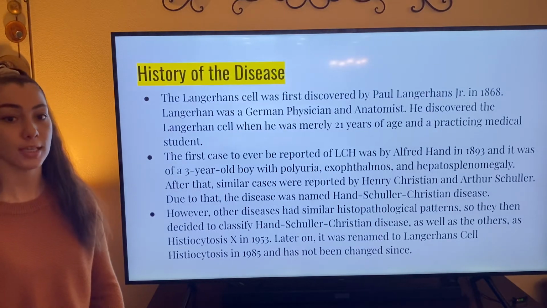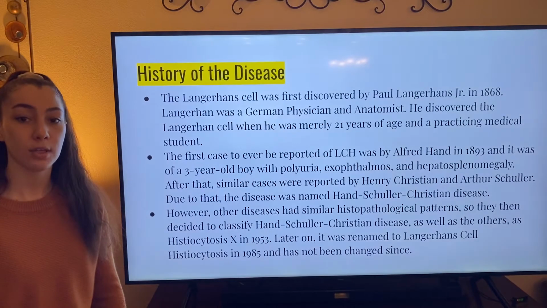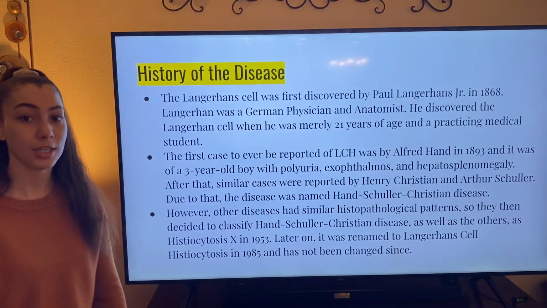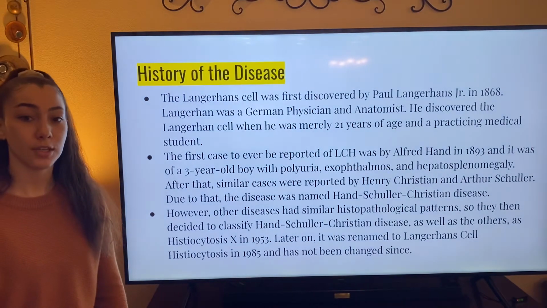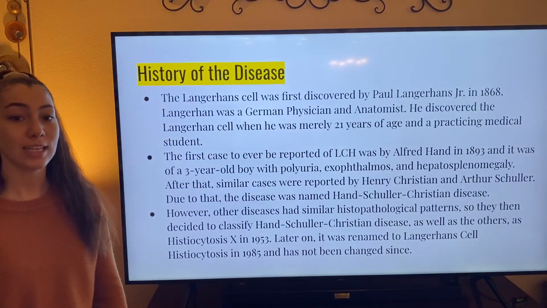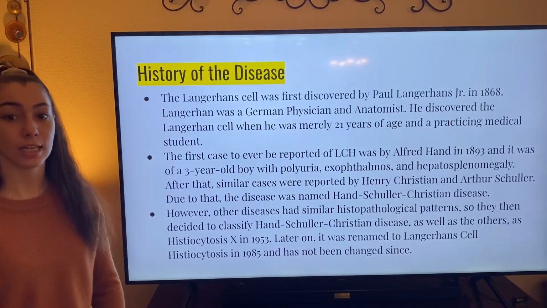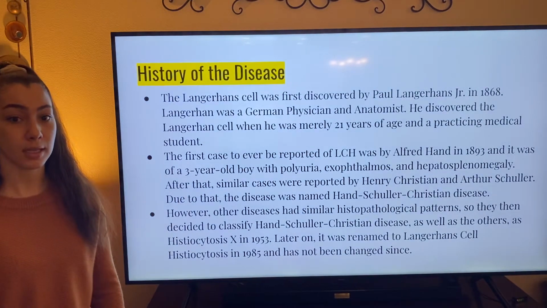Now we're moving on to the history of the disease. The Langerhans cell was first discovered by Paul Langerhans Jr. in 1868. Langerhans was a German physician and anatomist. He discovered the Langerhans cell when he was merely 21 years of age and a practicing medical student. The first case to ever be reported of LCH was by Alfred Hand in 1893, and it was of a 3-year-old boy with polyuria, exophthalmos, and hepatosplenomegaly.